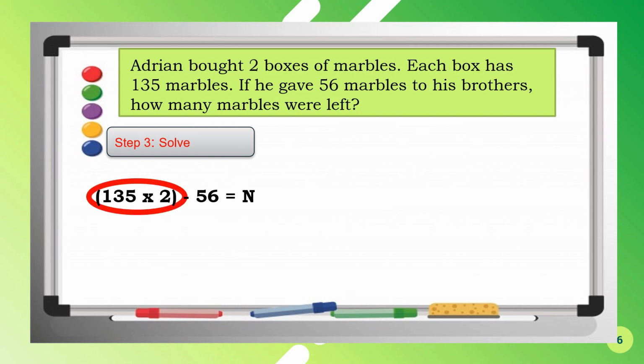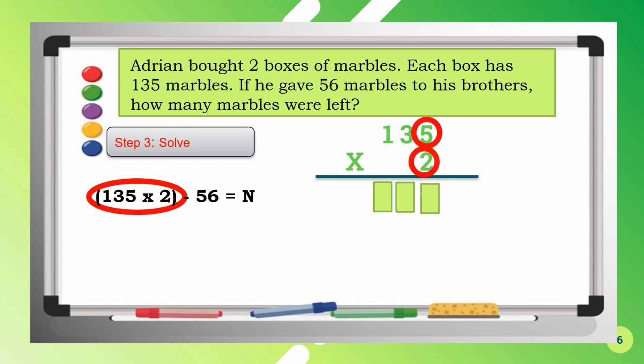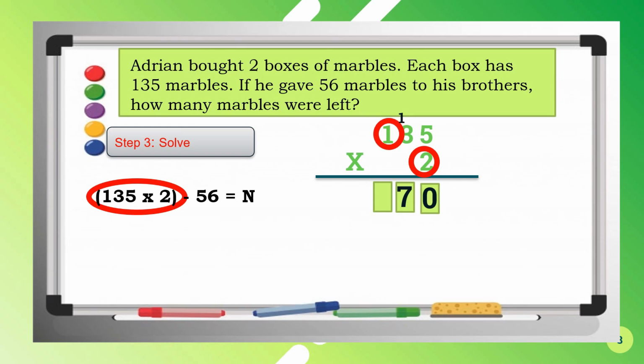Step 3 is solve. Since there are 2 operations, we will first solve for the numbers inside the parentheses. So we have 135 times 2. So 2 times 5 is equals to 10. Write the 0 to the product and carry 1. 2 times 3 is equals to 6 plus 1 that we carry is 7. 2 times 1 is 2. Next is to solve for 270 minus 56.